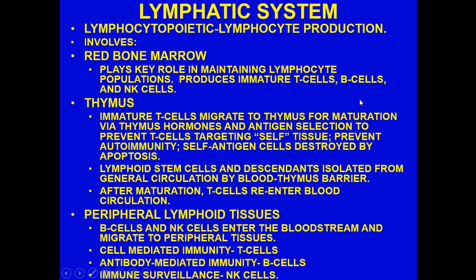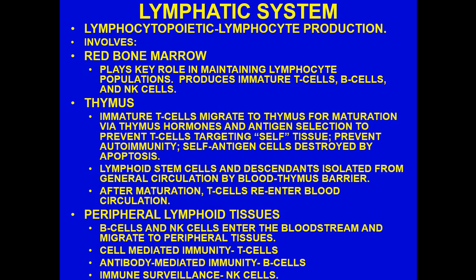Now, let's talk about lymphocytopoiesis, lymphocyte production. That's what lymphocytopoiesis is, production of lymphocytes. First off, this will involve the red bone marrow. It will also involve the thymus, but I want to get into red bone marrow first. Red bone marrow will play a key role in maintaining lymphocyte populations because it produces immature T cells, B cells, and NK cells.